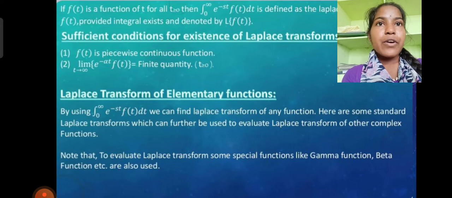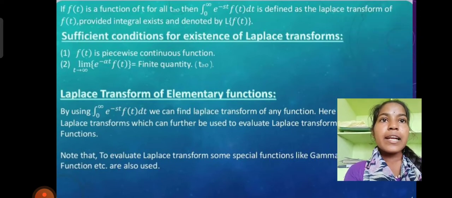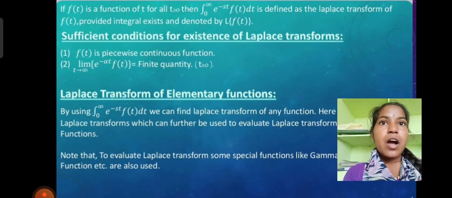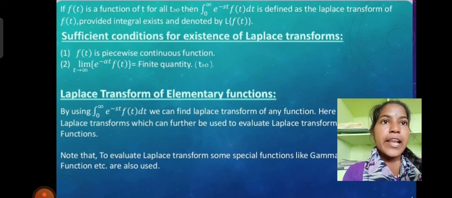If f(t) is a function of t for all t greater than 0, then the integral from 0 to infinity of e to the power of minus st times f(t) dt is defined as the Laplace transform of f(t), provided the integral exists, and is denoted by L{f(t)}.